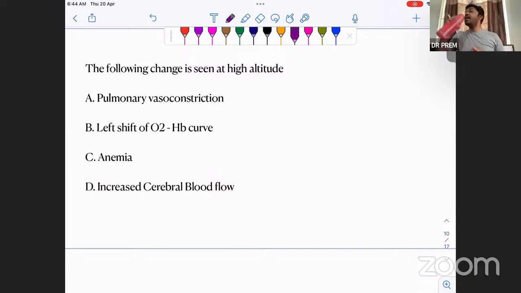Quick guess, guys. Very good. Very good, Dr. Srikanth.